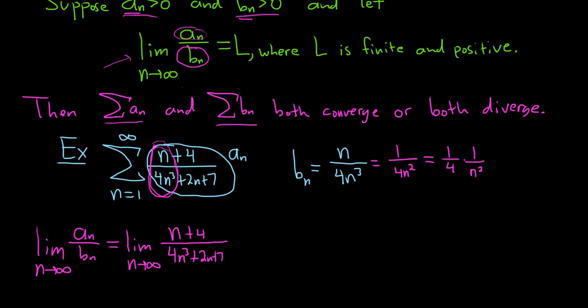So when we divide by b sub n, you really multiply by the reciprocal. So I'm just going to take this one and flip it. It's the same as this one: 4n squared over 1. Right, because division is multiplication by the reciprocal.